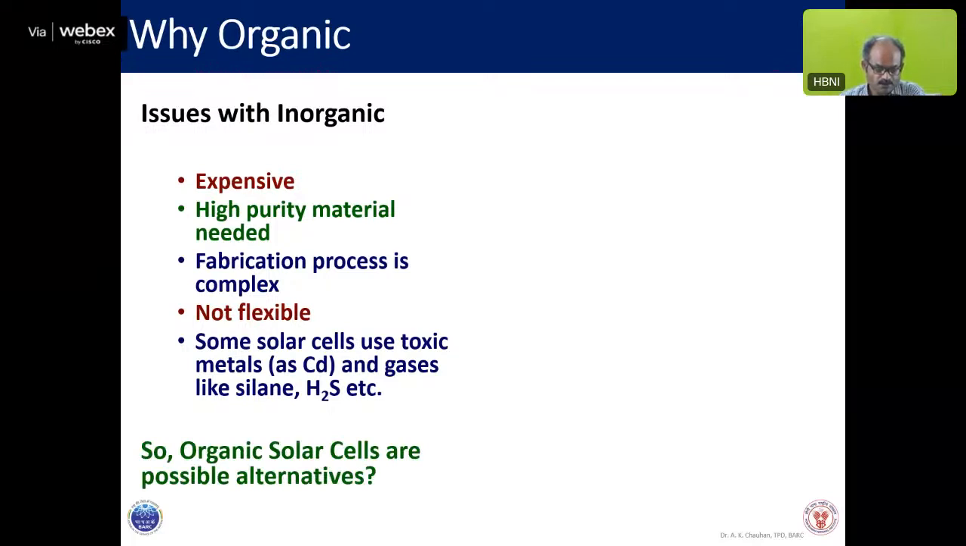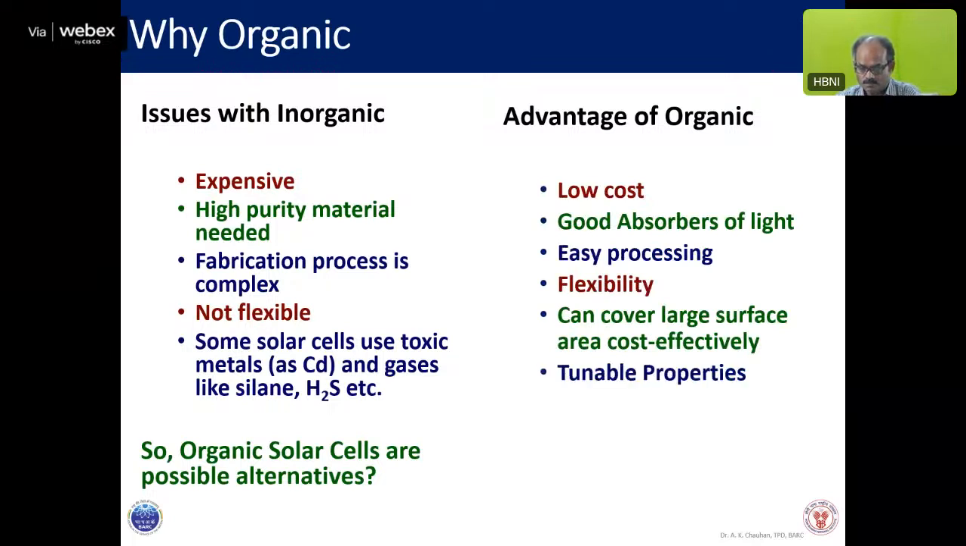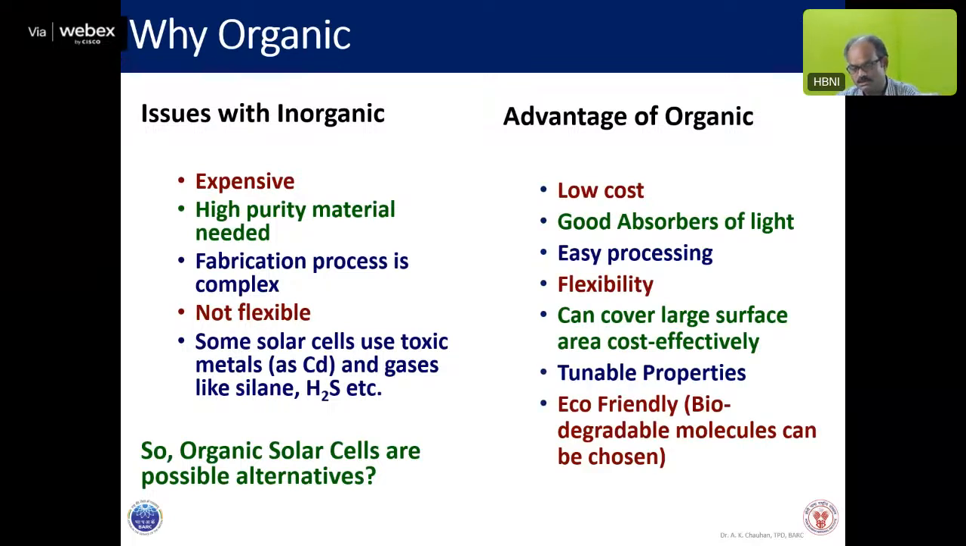Therefore, organic solar cells are a possible alternative. What are the advantages of organic? First thing, they are low cost. Right now, the cost may be higher because there are new materials and making of new materials is expensive. But once a material is finalized, mass production will reduce the cost considerably. Then they are good absorbers of light, though not exactly better than inorganic, but they absorb light reasonably well.